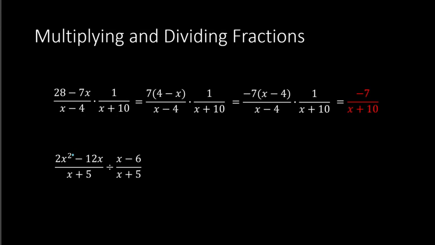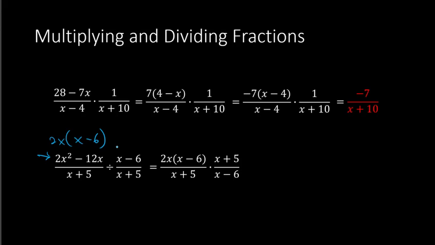So before we do that, let's factor this numerator right here. So we can pull a 2 out and an x out. You're left with x minus 6 in parentheses. All right, so we have 2x times x minus 6 over x plus 5. And then, instead of dividing by x minus 6 over x plus 5, we would multiply by x plus 5 over x minus 6.